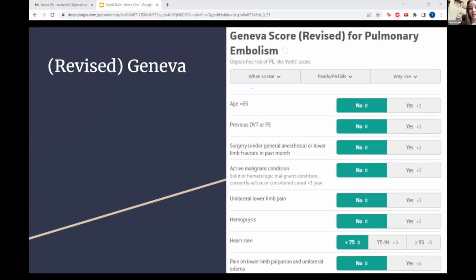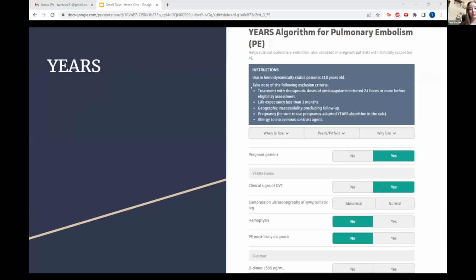The other one is the Geneva score. This differs from Wells in a couple of ways, but I think one of the major ways is that it gets rid of that subjective question about whether PE is your number 1 or most likely diagnosis. And then the last one we're going to take a look at is the YEARS algorithm. And this one is special because it has a specific pregnancy adapted algorithm.